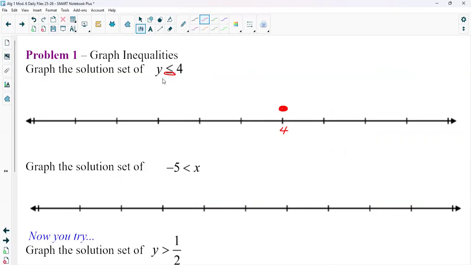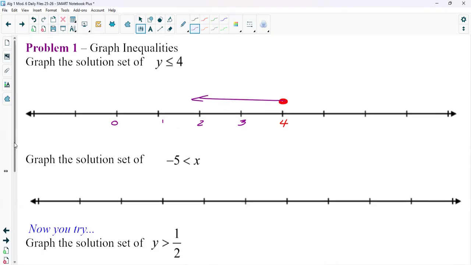I'm always a big proponent of reading this out loud. This says that y is less than or equal to 4. What's a number less than 4? Well, 0 or 1 or whatever you want. We've got 3, 2, 1, 0. All of these numbers are less than 4. So our arrow is going to be pointing towards the left.